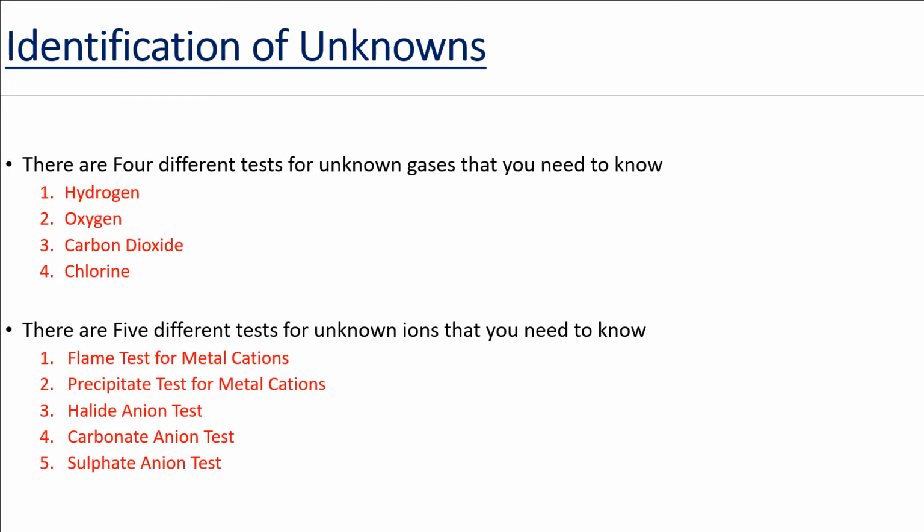So there are 4 different gases you need to know the tests for and the results, and that is hydrogen, oxygen, carbon dioxide and chlorine, and they are all from the combined science spec. And then for the triple, you also need to know the 5 different ions tests. We have the flame test for metal cations, we have the precipitate test for metal cations, we have the halide anion test, the carbonate anion test, and the sulfate anion test.